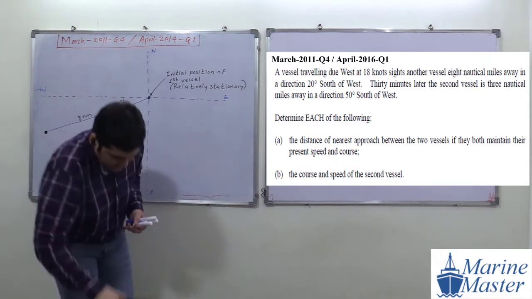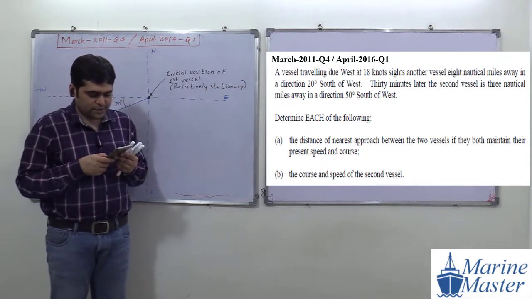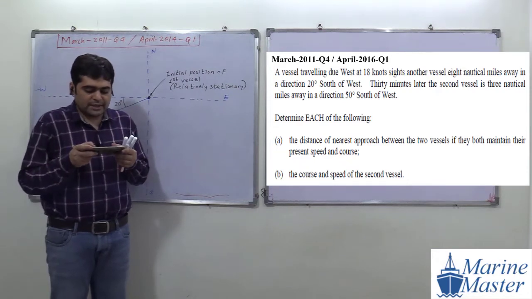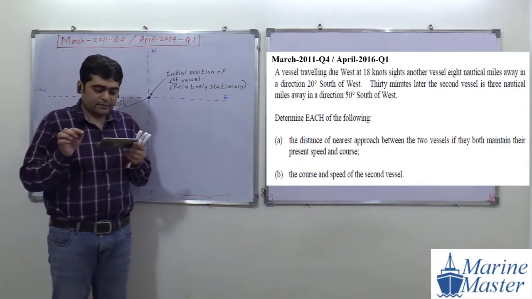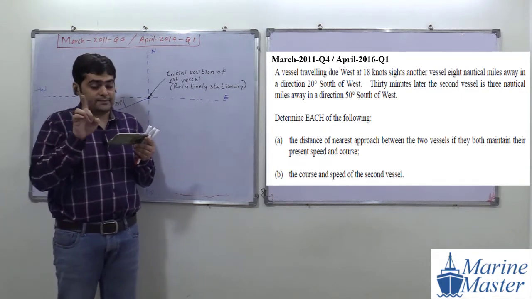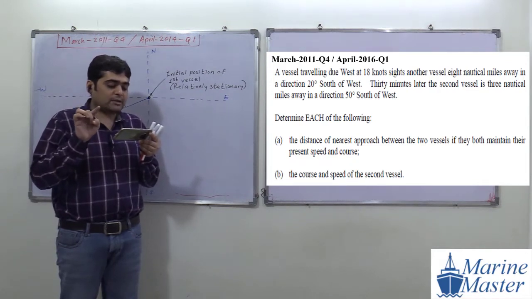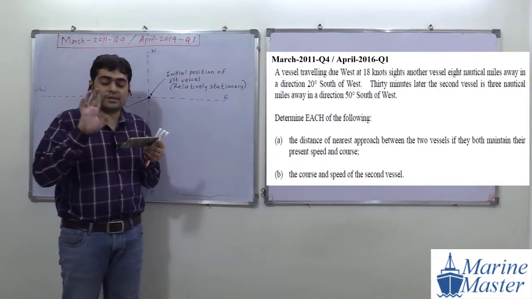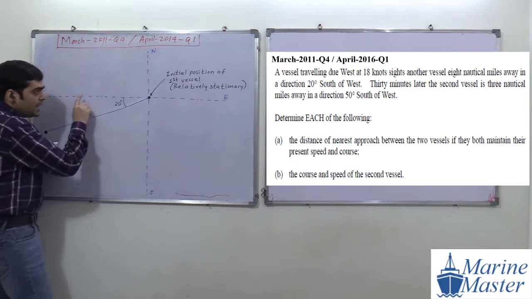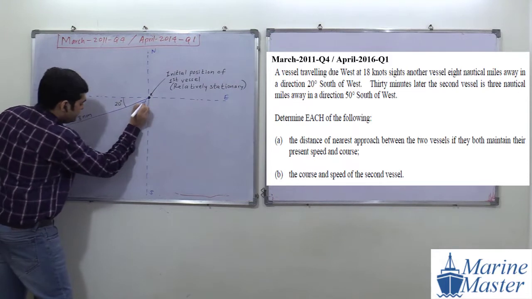Now see the next scenario here. What does the next sentence of the question want to say? 30 minutes later, the second vessel is 3 nautical miles away. After how much time? After 30 minutes, guys. After 30 minutes, the second vessel is 3 nautical miles away in a direction of 50 degrees south of west. In what direction, guys? 50 degrees south of west. So angle, and how much distance? 3 nautical miles.